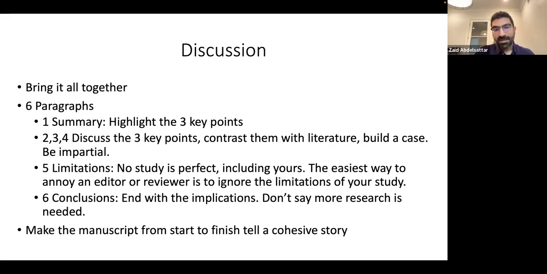Okay. And the key thing when you're writing all of this, you make the manuscript from start to finish, you have to tell a cohesive story. So from beginning to end, it's the story. Maybe you go over the history of something, how things changed, why is it changing? This is what we adopted. This is what we tested, and this is how we're going to take it into the future. Does that make sense? Yeah.